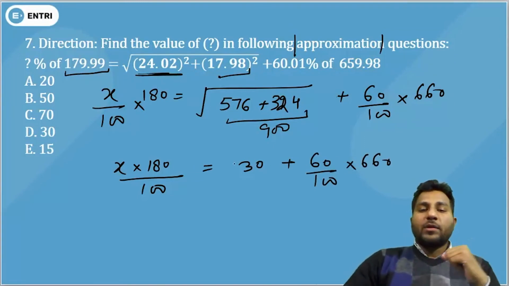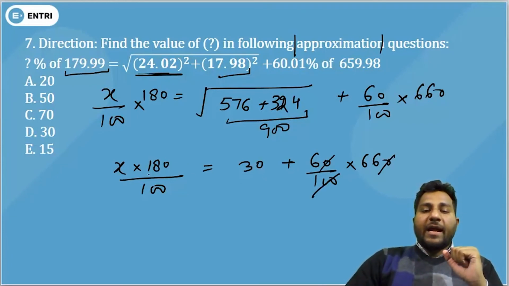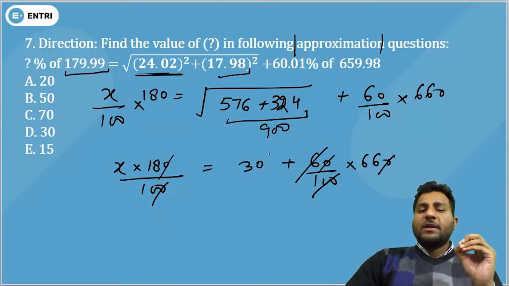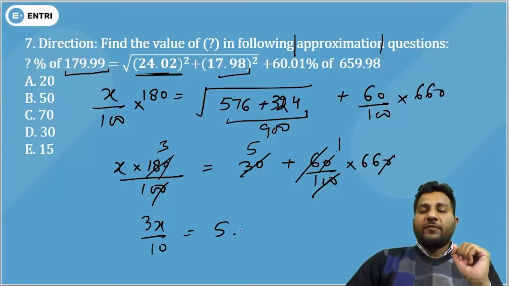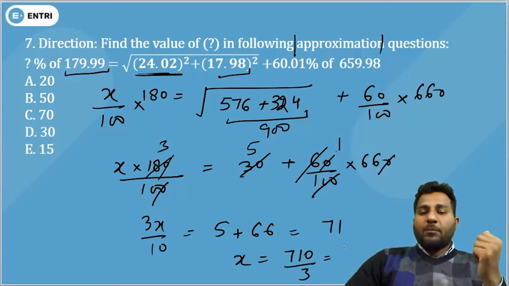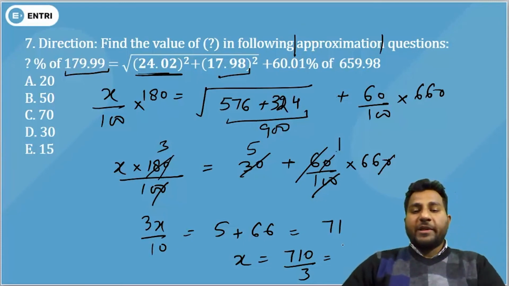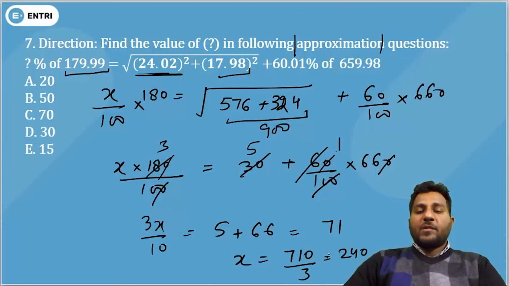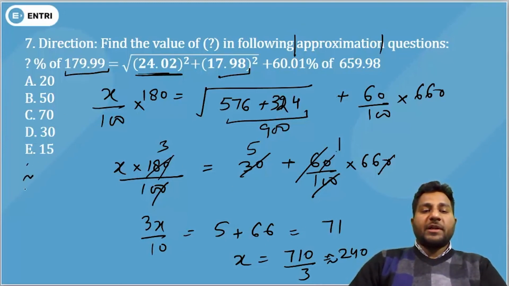So how are you going to solve this one? Look at this. These two zeros will be eliminated, and this 0 will also be eliminated. But you can also take 6 1s are 6, 6 5s are 30, 6 3s are 18. So 3x by 10 equals 5 plus 66, which is 71. So x value equals 710 by 3. That means it will come to approximately what? Approximately 240. Alright, so your answer will be approximately 240.